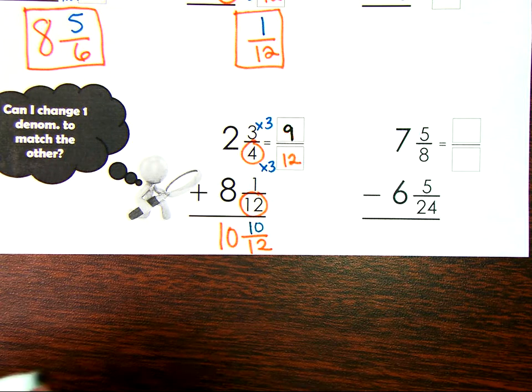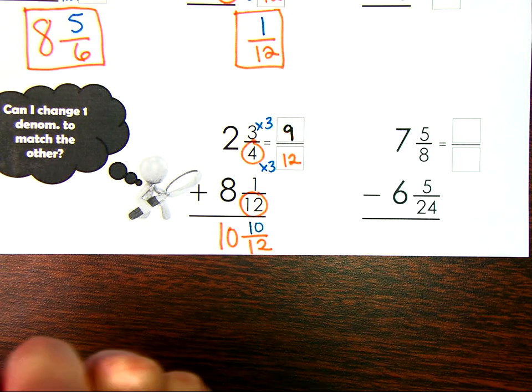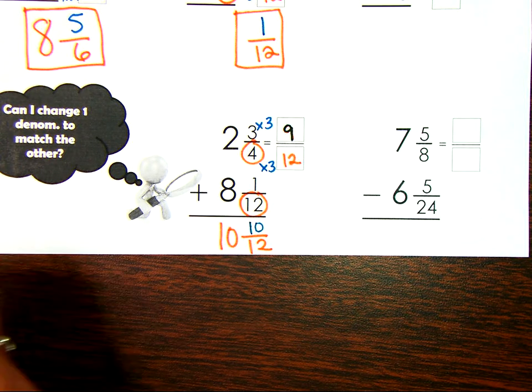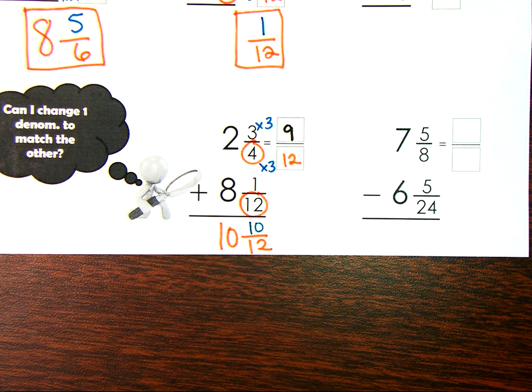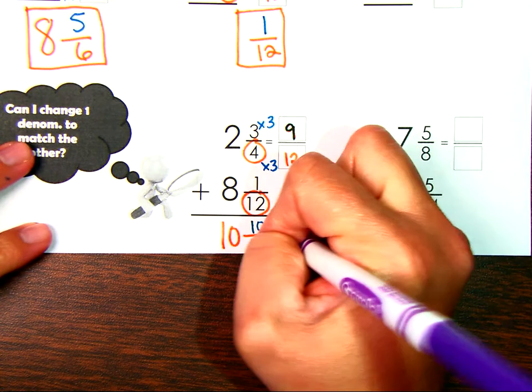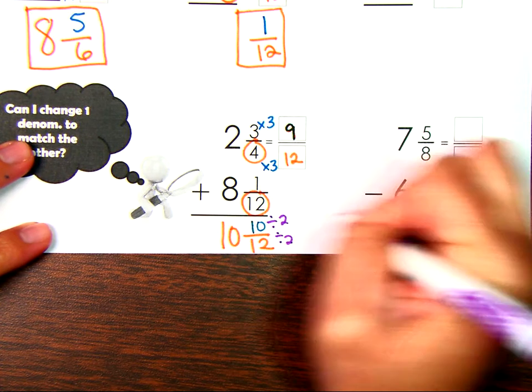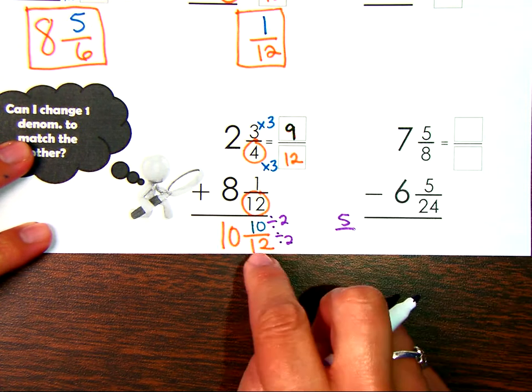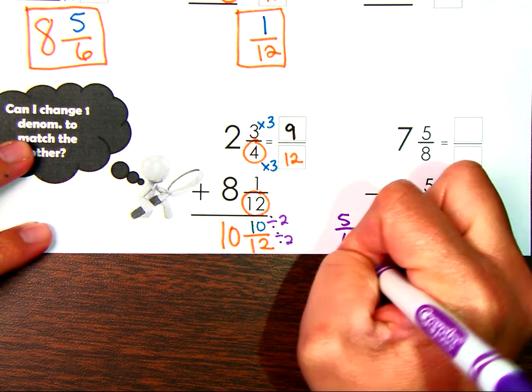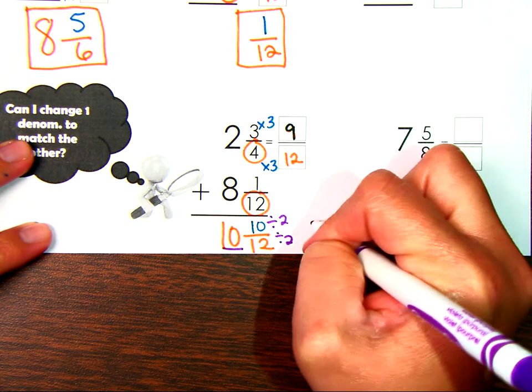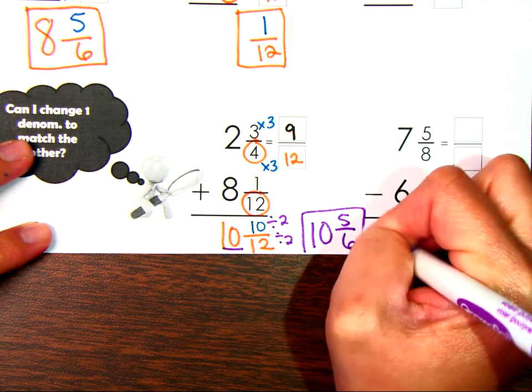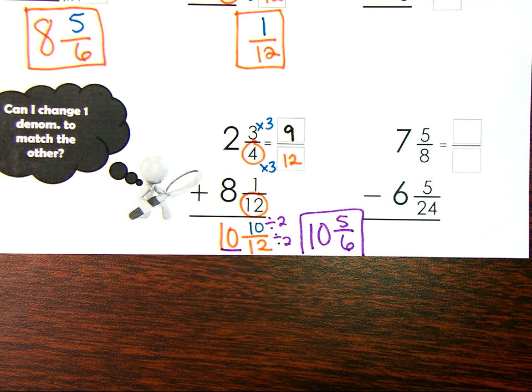So I have to think to myself, can 10 and 12 both be divided by the same number? And hopefully you said by 2. 10 divided by 2 is 5. 12 divided by 2 is 6. And then don't forget that whole number. Just put that in front of the mixed number. You're only reducing the fraction in the mixed number. So that would be your final answer of 10 and 5 sixths.